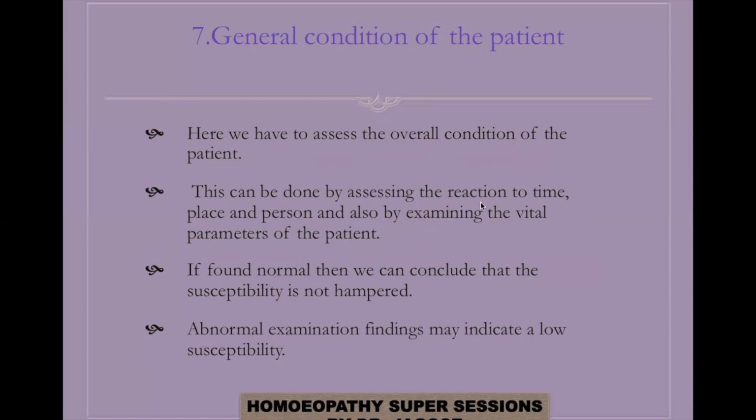Therefore, I've written reaction to time, place, and person. And naturally, you also have to examine the vital parameters, that is the TPR, BP. If found normal, then we can conclude that the susceptibility is not hampered. However, an abnormal finding may indicate a low level of susceptibility.